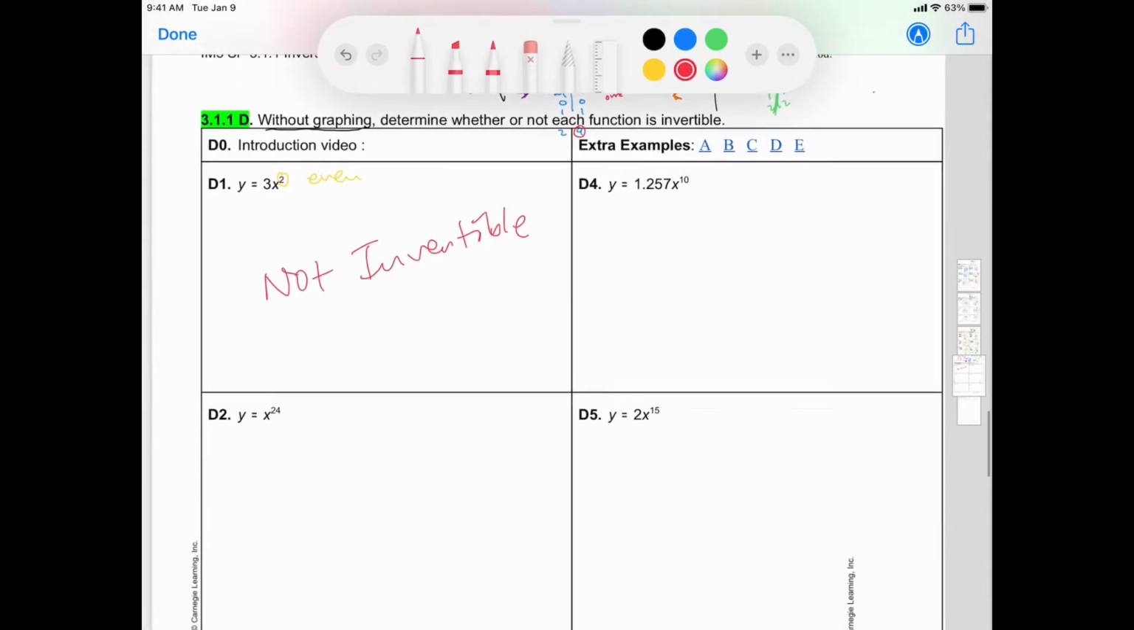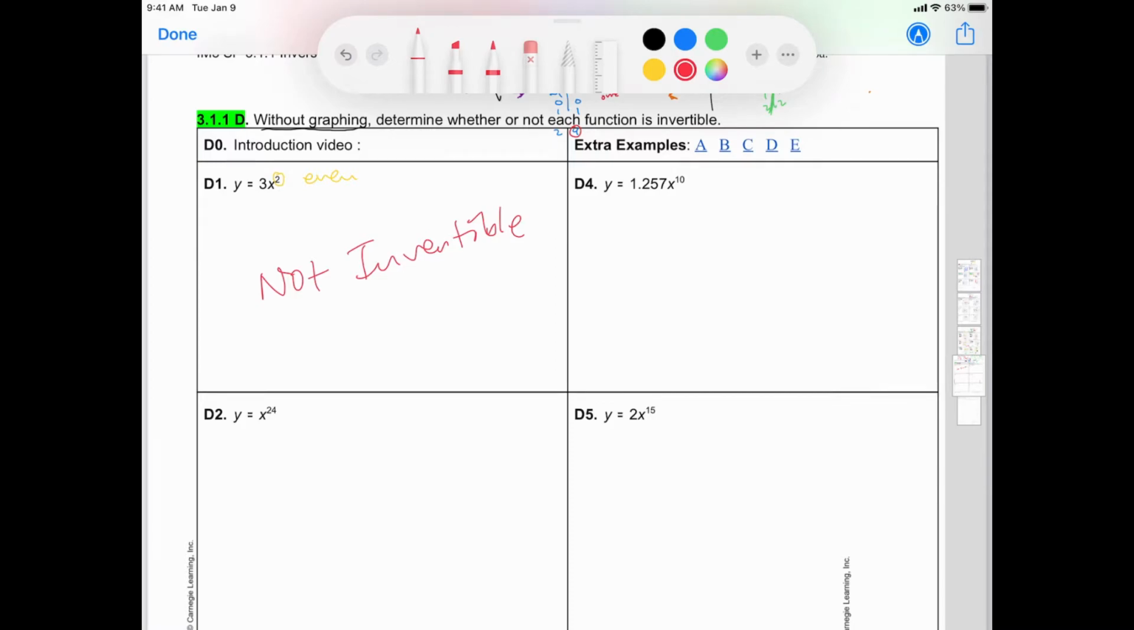Alright, D2, we're going to, without graphing, determine whether or not each function is invertible. So we're just going to locate the degree. It's an even degree. So back in our intro video, we said it's not invertible.